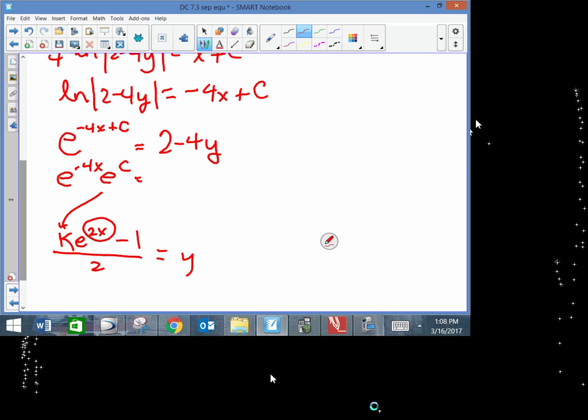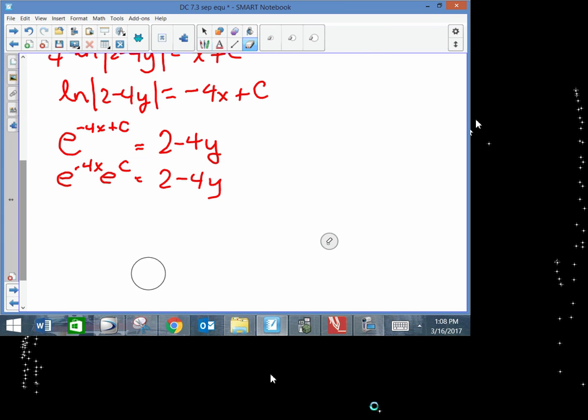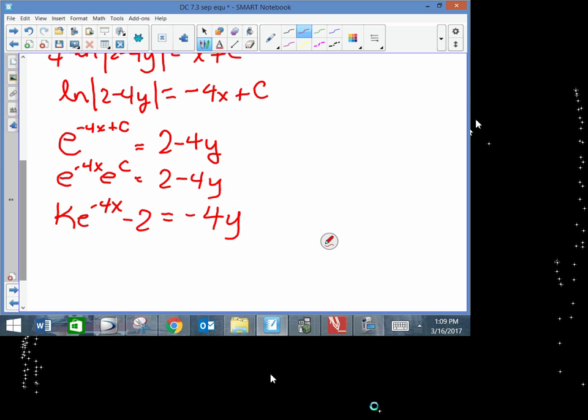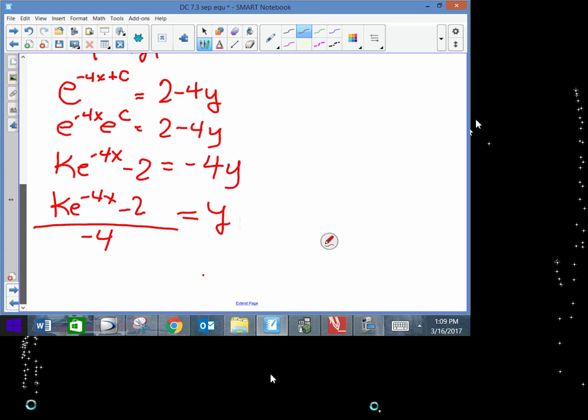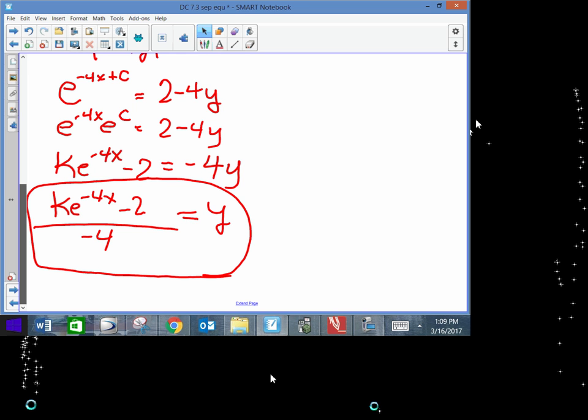Okay, so the negative 4x, so what do we have? K e to the negative 4x minus 2 equals negative 4y. So y equals K e to the negative 4x minus 2 divided by 4. Okay. That's your general solution, and that's done. I lost my 1/4, that's my problem.